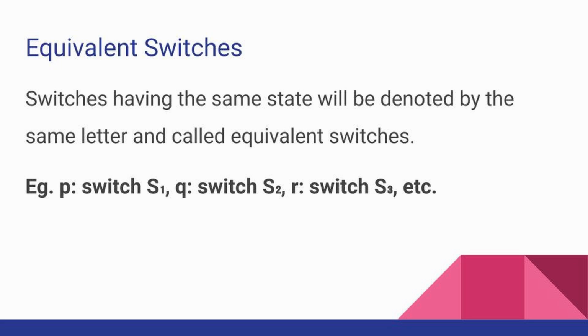Now we have equivalent switches. Switches having the same state will be denoted by the same letter and called equivalent switches. Same state means it is in the positive state. For example, if there is small p, we take it as switch S1, small q switch S2, small r switch S3, and so on.